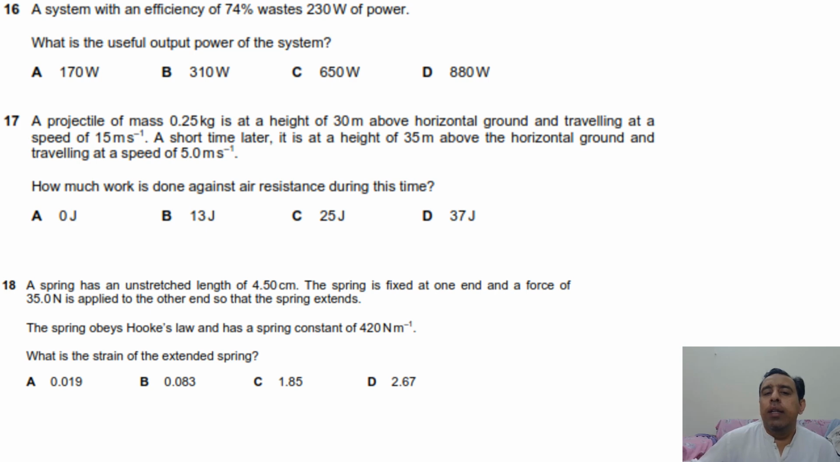A system with an efficiency of 74%, waste is 230 watts for the power. What is the useful output? For the simple formula, you know that the efficiency is useful output over input into 100. The efficiency is 74 by 100, which is 0.74, and the output is required.